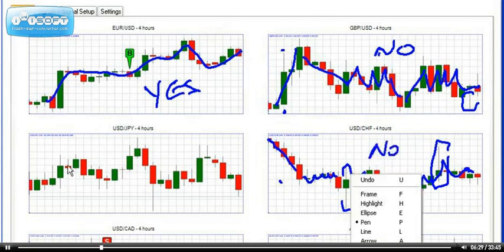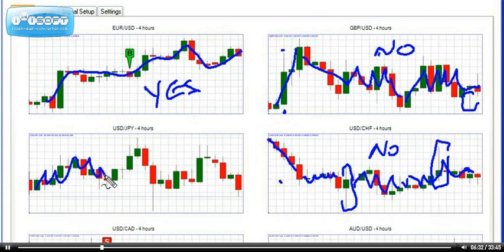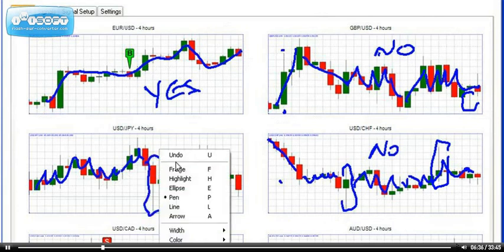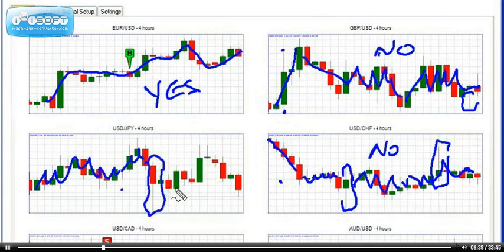How about the US Japanese yen? Well, look at this, chopping sideways. Indecision here. It could be a reversal. Oh, no it isn't. It's chopping sideways. Doesn't know what it wants to do. So again, no.